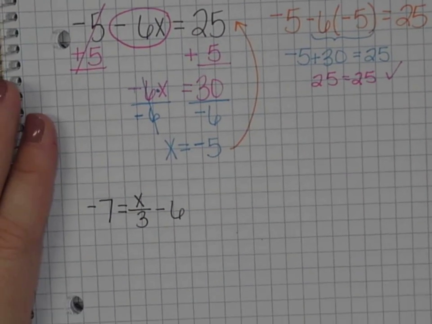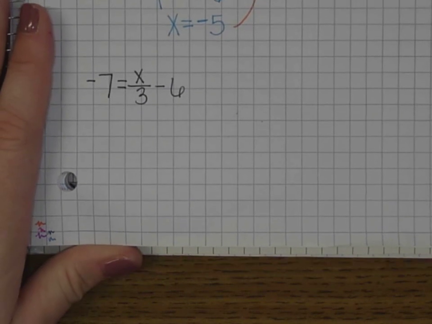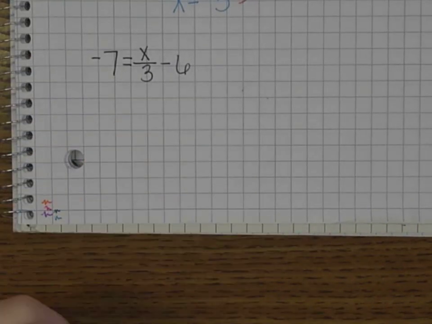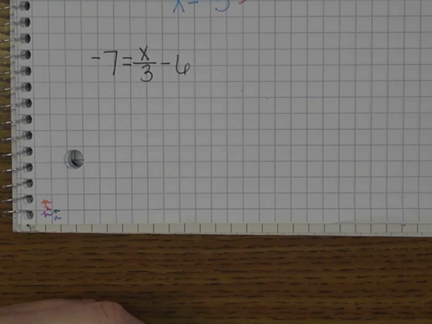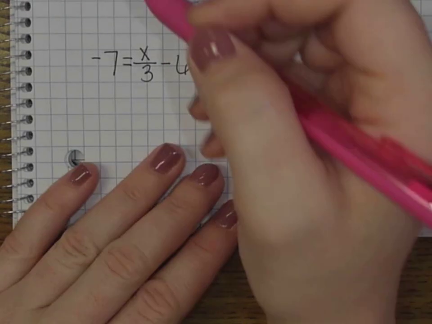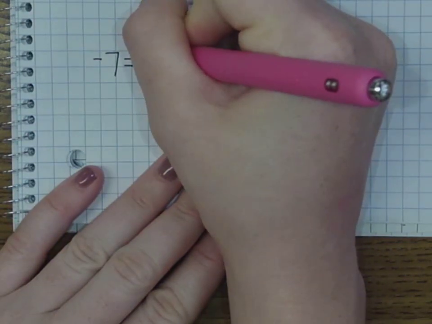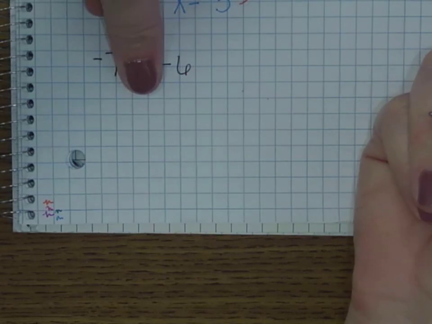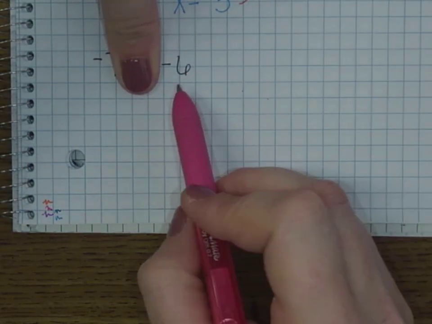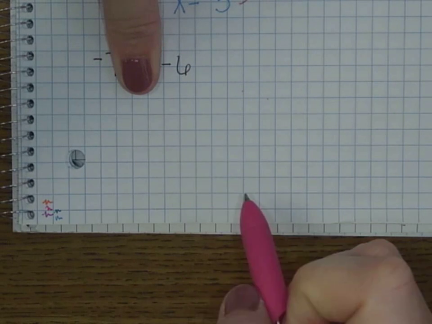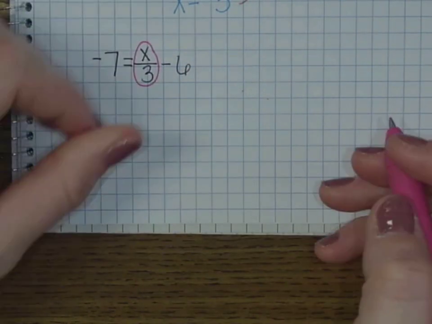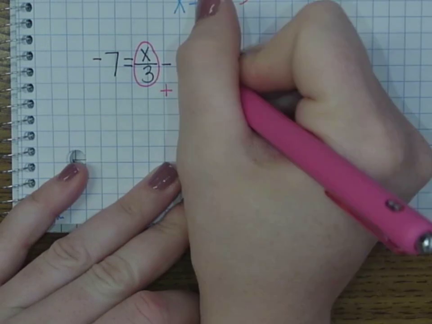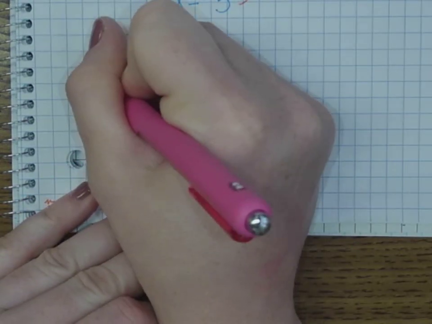Okay, last example. So again, if we're trying to find the x, I always circle the term with x and get that by itself. So I need to get this by itself. So right now it's a minus 6. What's the opposite of subtract 6? Add 6. Add 6.